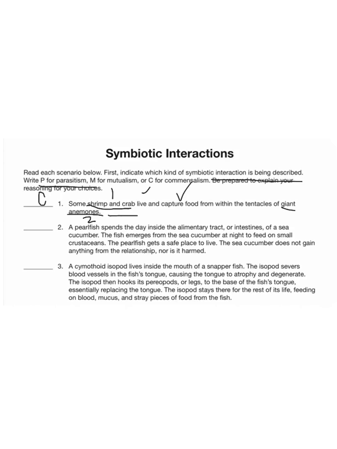Number 2, a pearlfish spends the day inside an alimentary tract or intestines of a sea cucumber. The fish emerges from the sea cucumber at night to feed on small crustacean. The pearlfish gets a safe place to live. The sea cucumber does not gain anything from the relationship, nor is it harmed. Perfect. So, if we look here, it says the pearlfish gets a safe place to live. Pearlfish is organism 1, and it gets something good. The sea cucumber does not gain anything from the relationship, nor is it harmed. So that remains unchanged. Just like example number 1, when you have one organism that benefits and one organism that remains unharmed, you are going to have a commensalism relationship.